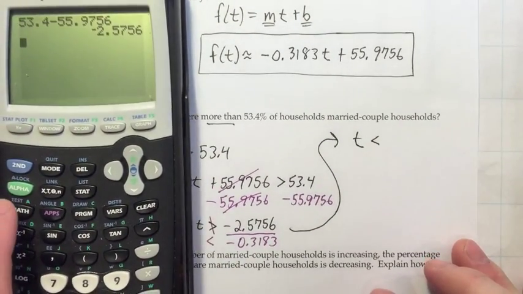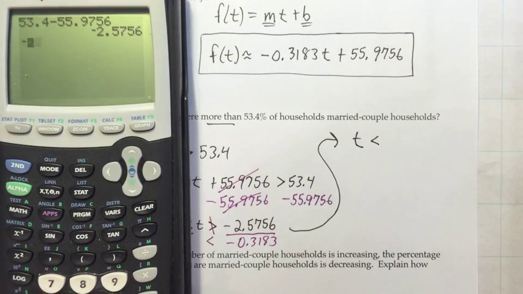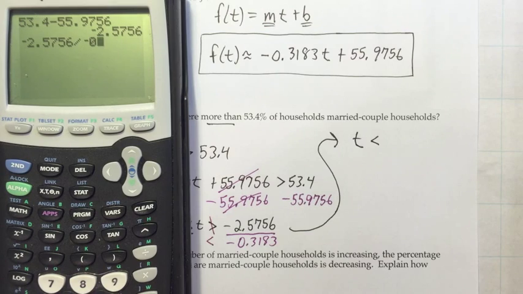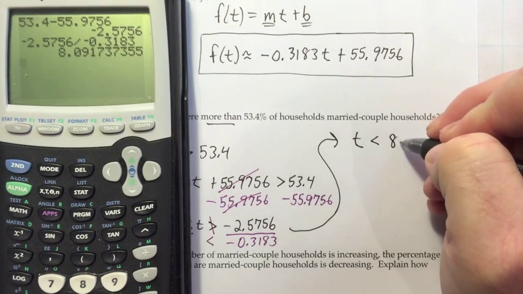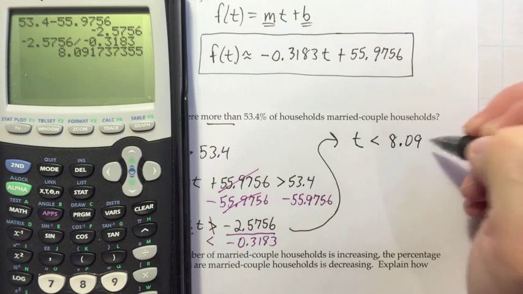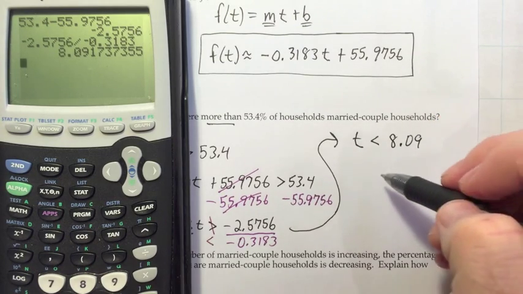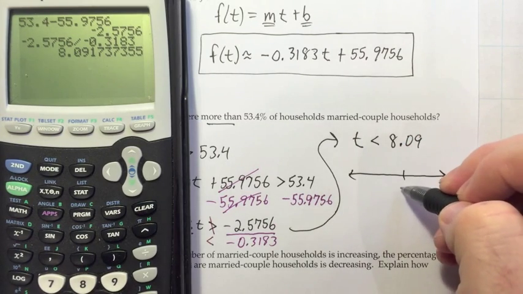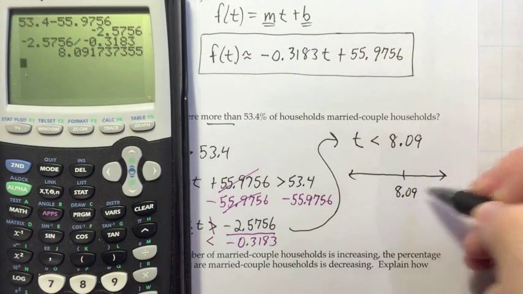And we're going to bring this in and do the division. We have the negative 2.5756. We're going to divide that by negative 0.3183, and we get t is less than 8.09. So if we thought about that graphically, which they're not asking us to do, we have the 8.09.